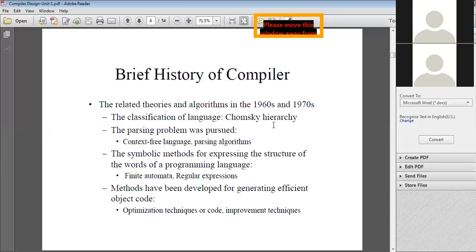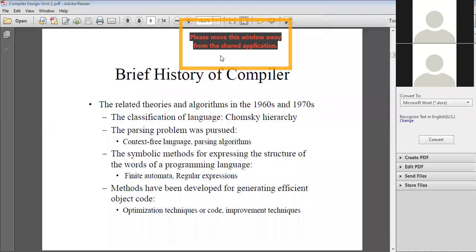Then came the related theories and algorithms in the 1960s and 1970s. The classification of languages and the parsing problem were pursued. The parsing problem means context-free language parsing algorithms. Different algorithms were used by different programmers, and they developed a new language, that is the context-free language, a symbolic method for expressing the structure of the words of a programming language. In this case, we use finite automata and regular expressions.